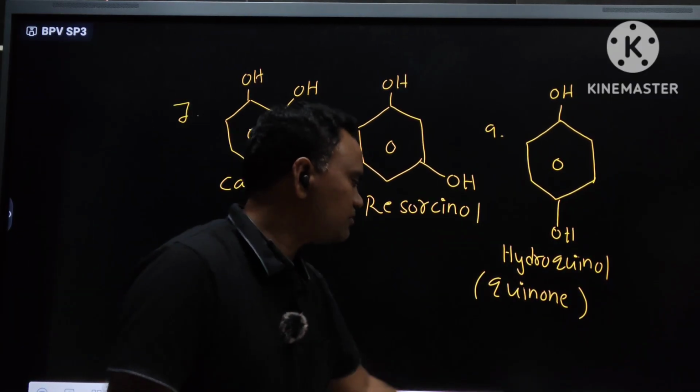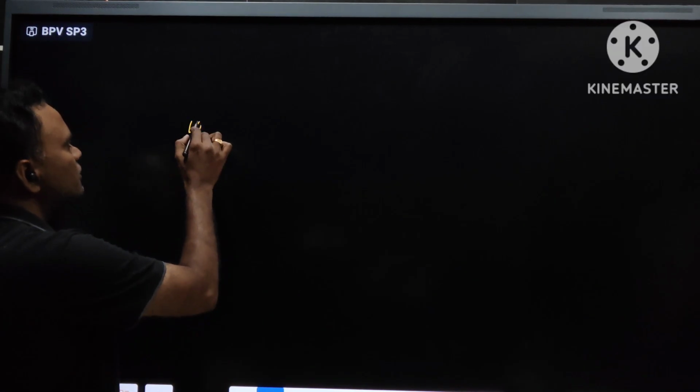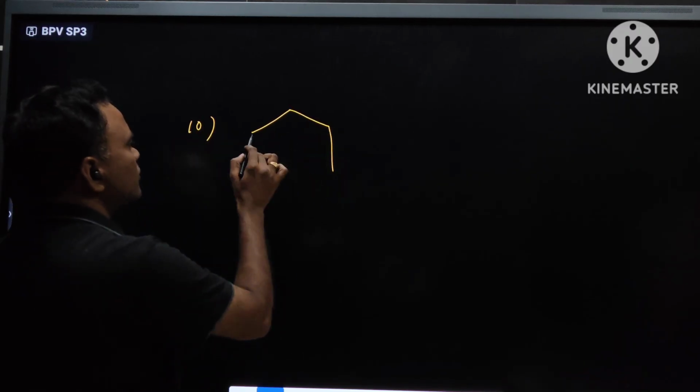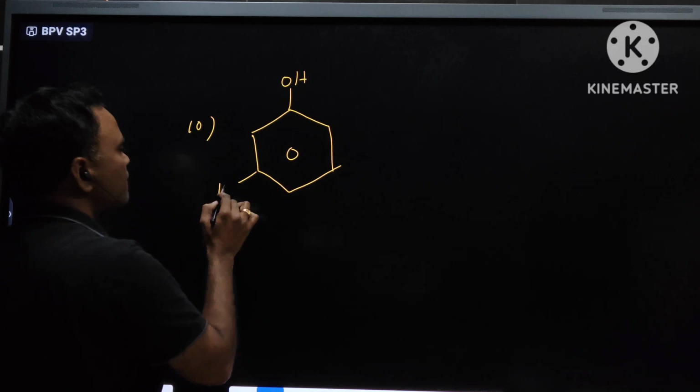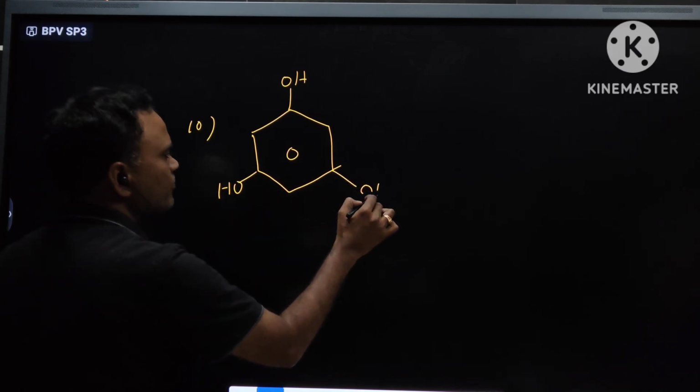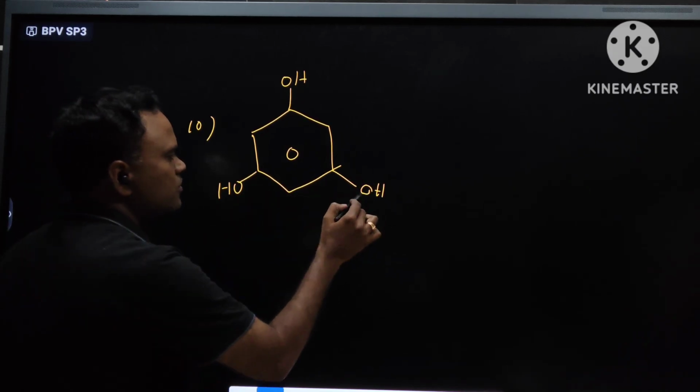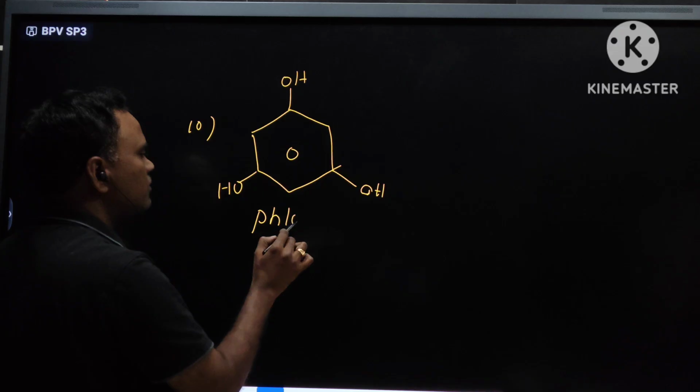Next, 10th one. If 3 OH groups are present like this, then this is called phloroglucinol.